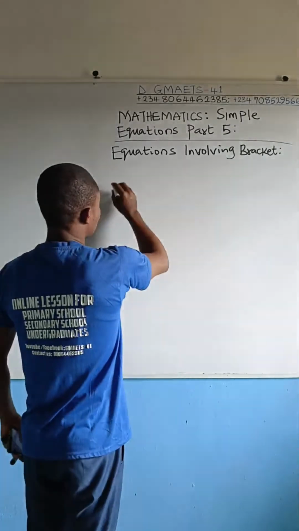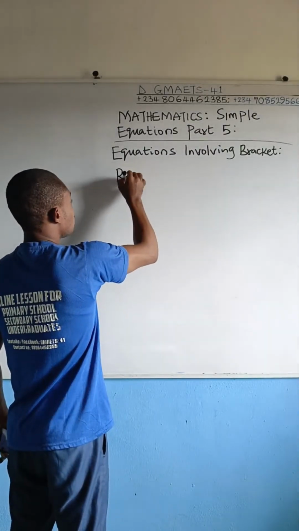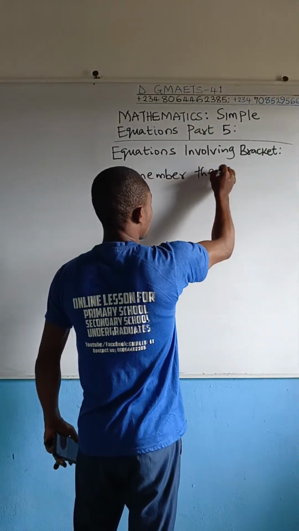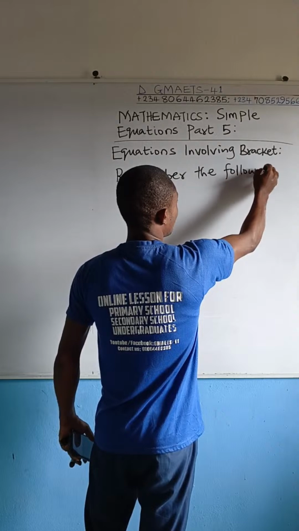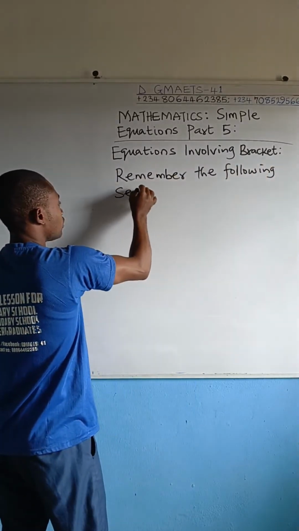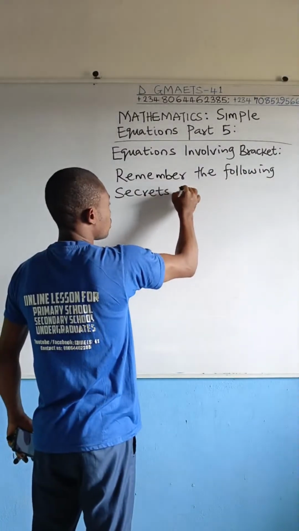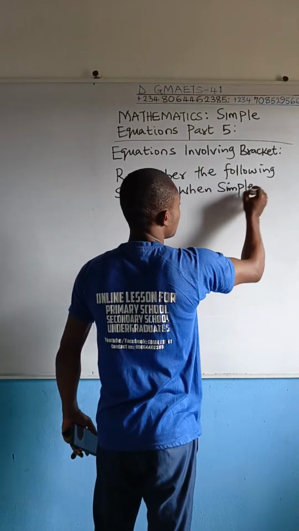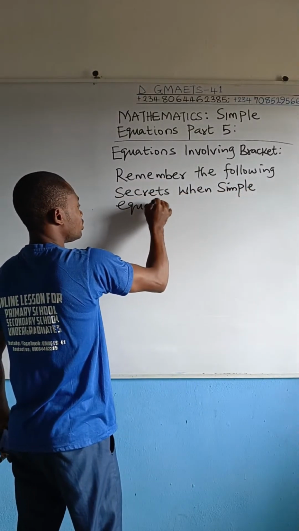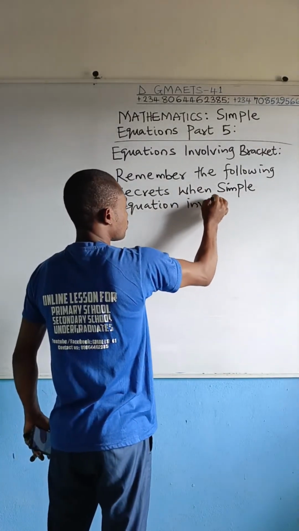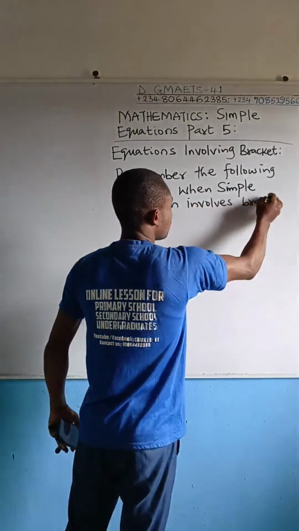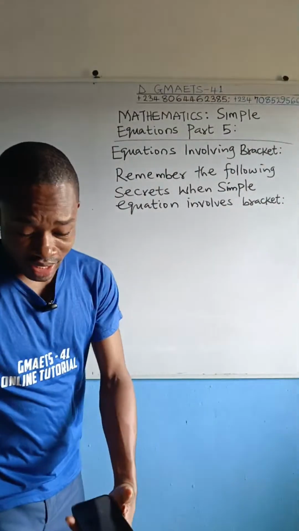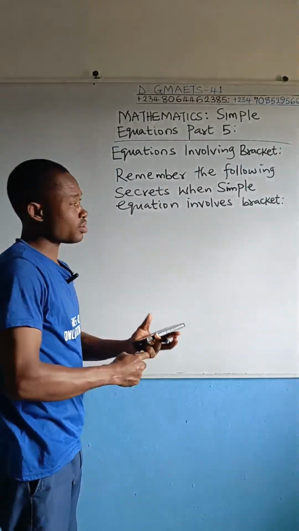So this is the short secret that will guide us. Remember the following secrets when a simple equation involves brackets. You want to take note of the following secrets. Yes, like I said, they are secrets, and so you don't joke with them, please.